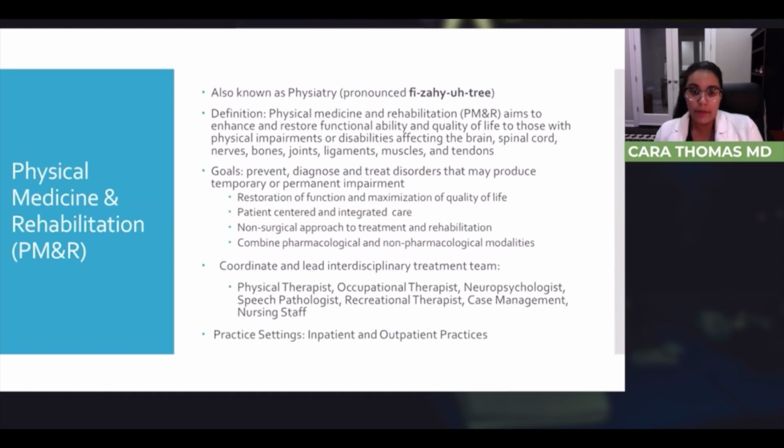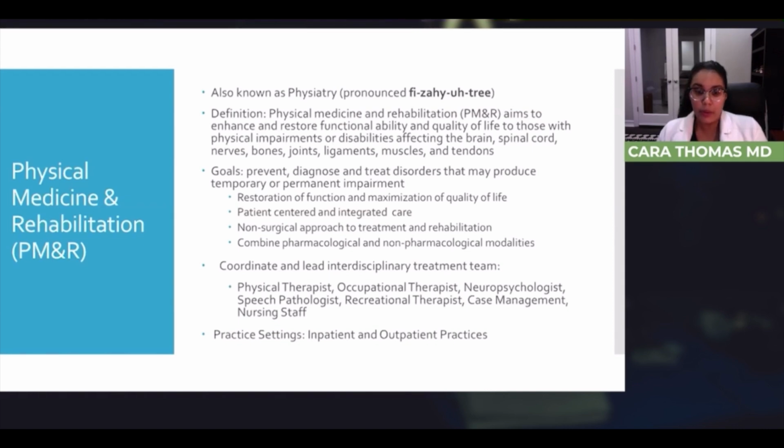We really focus on patient-centered care and integrated care with a multidisciplinary team. We try as much as we can to have patients avoid surgery, and that seems to appeal to a lot of patients. Sometimes surgery is inevitable, but if we can find other options prior to surgery that may work for the patient, that's really what the focus is about. And we combine both pharmacological and non-pharmacological modalities.